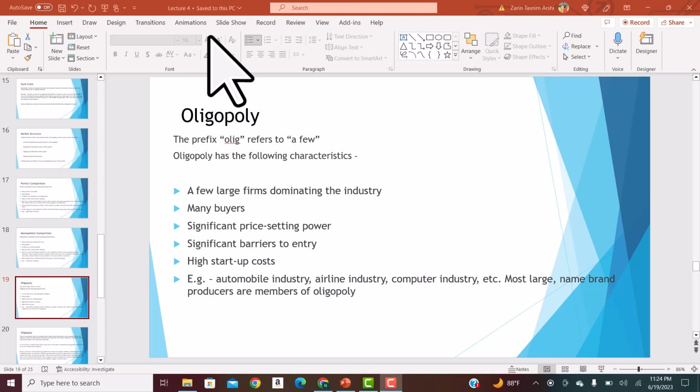Also, the existing businesses make it very difficult for new firms to enter this type of industry because they don't want competition. They are in a very good situation, and they would strategically make business decisions so that new competitors cannot enter the market in this type of market structure. Examples of oligopoly market structure would be the automobile industry, the airline industry, or the cell phone industry. Most large brand name producers are members of an oligopoly.